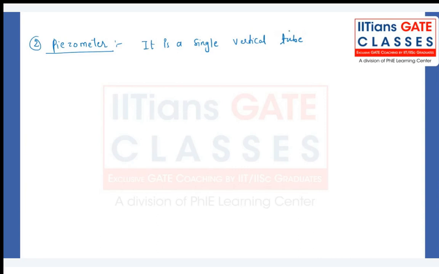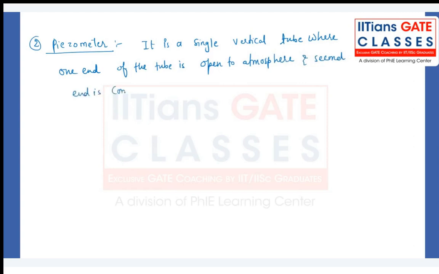You will see the application of the piezometer in fluid dynamics also. So it is a single vertical tube where one end of the tube is open to the atmosphere, and the second end is connected to the place where pressure is to be measured.